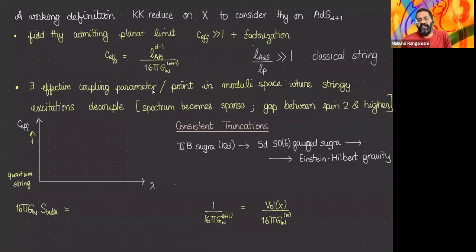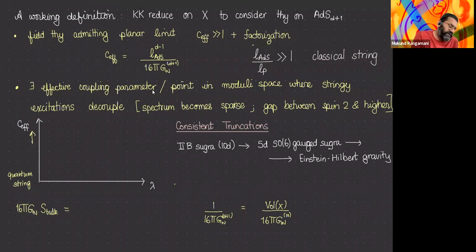But that's not good enough, because that will just give me some string theory. I still have to deal with what's happening with those strings. So I'm going to require that, in addition, there's an effective coupling parameter, or in the case of superconformal field theories, some effective point in moduli space where the stringy nature of the excitations is invisible. In other words, all the stringy excitations are infinitely gapped. Empirically, this is true in all the examples we have.